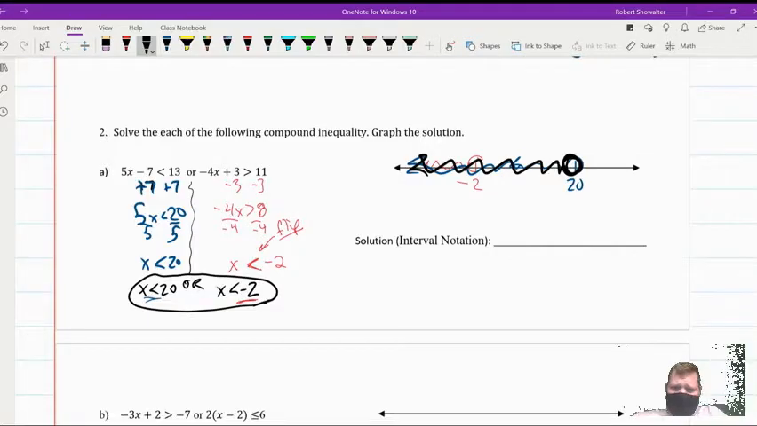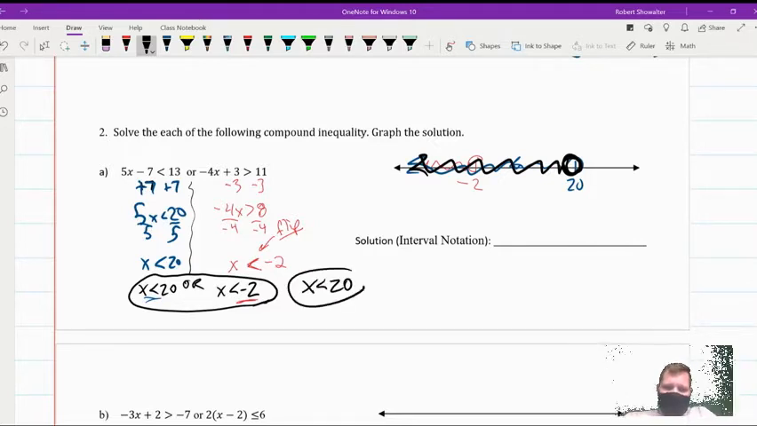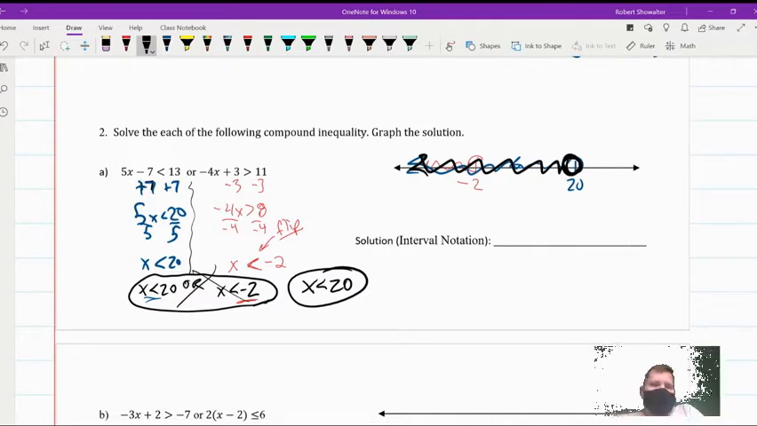That's not actually a very simplified way to say this. So let's turn around and change this. We want x is less than 20 at the end of the day. This is actually not the final answer. It's x is less than 20 because it kind of goes over. It's an or, so it's everything about both of them.